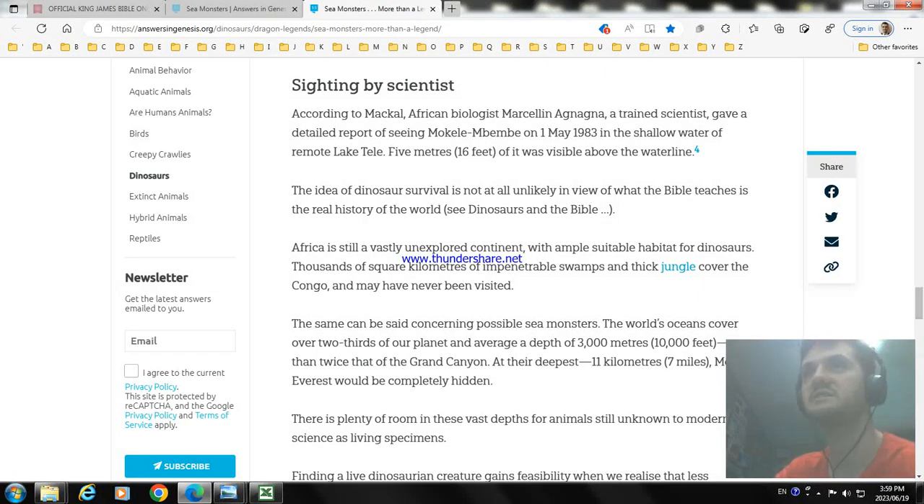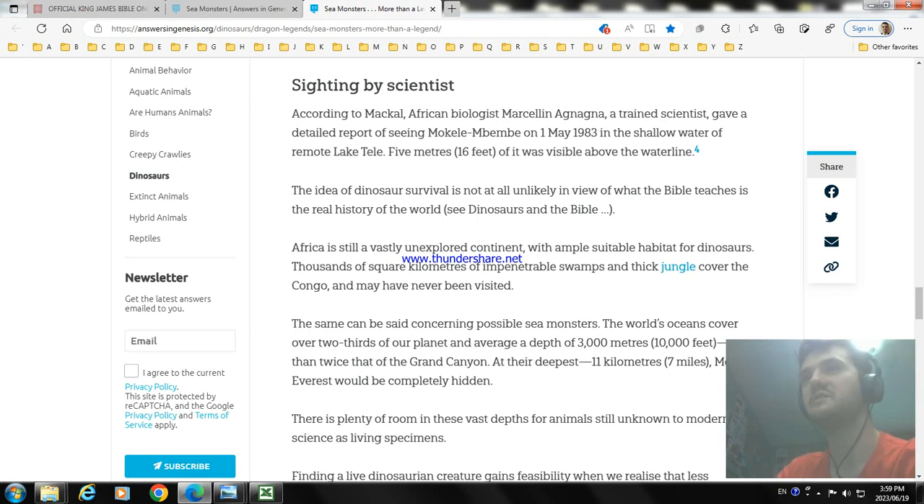Sighted by a scientist, according to African biologist Marcellin Agnagna, the Congolese scientist gave a detailed report of seeing Mokele-mbembe in May 1983, in shallow water about 5 meters, 16 feet away, with its head and neck about 5 meters, 16 feet above the water line.